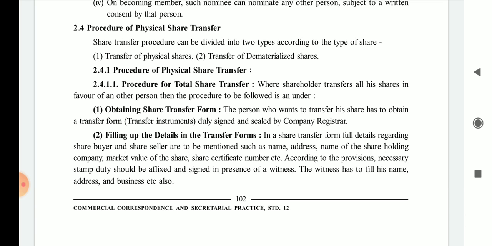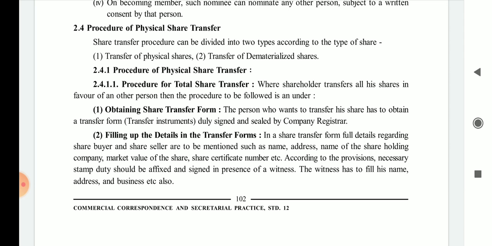Now, in today's video lecture we are going to learn about the procedure of the physical share transfer. In that you will be able to learn how physical shares can be transferred. Share transfer procedure can be divided into two types according to the types of the share. First one is the transfer of the physical share, and second one is the transfer of the dematerialized share.